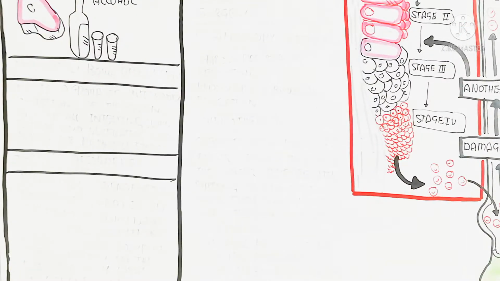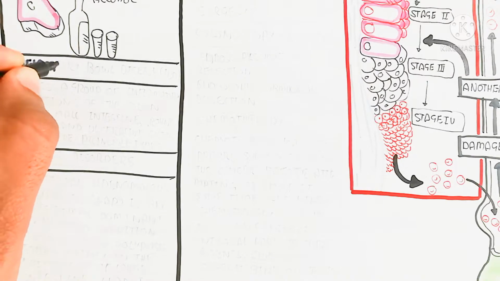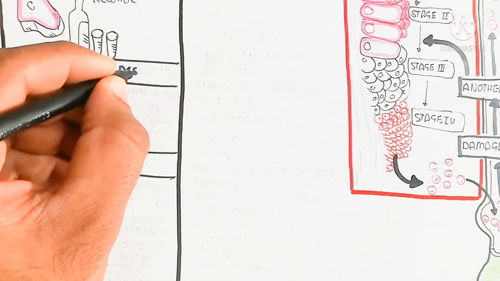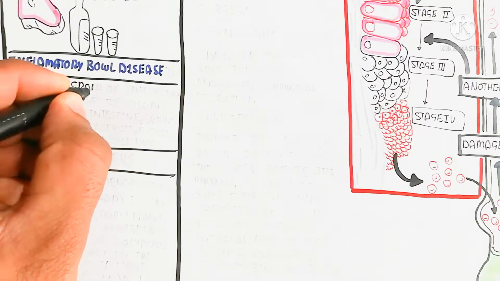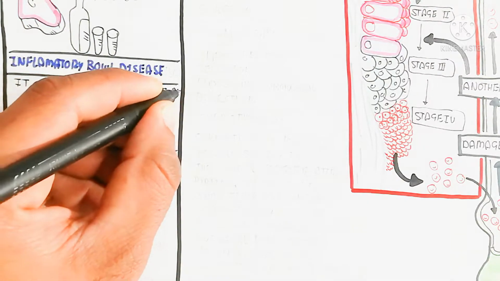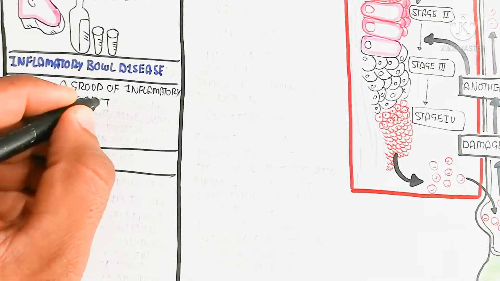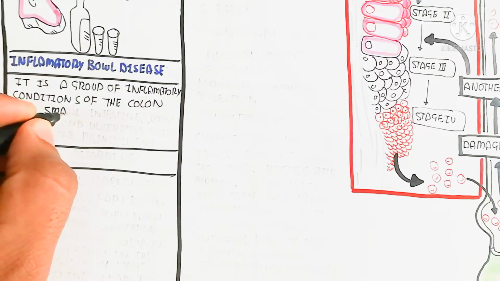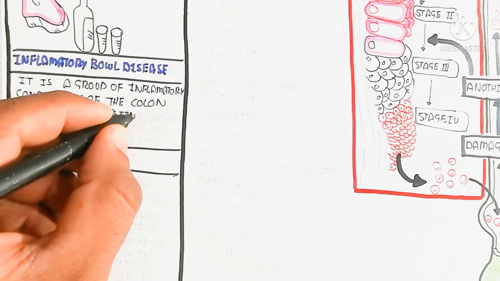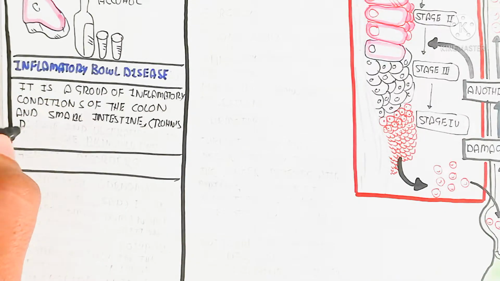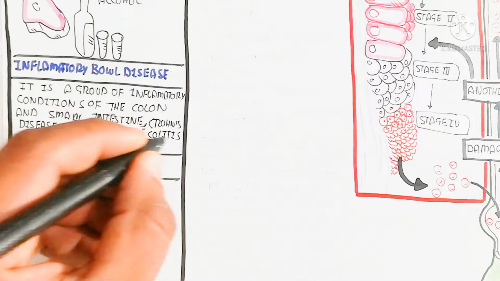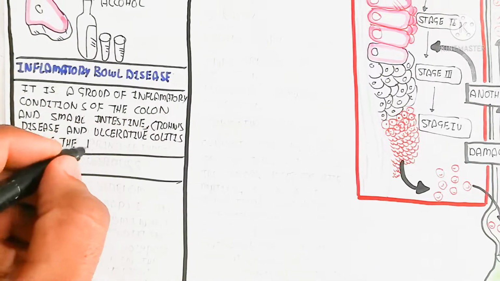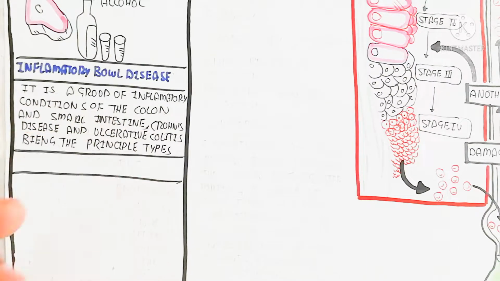While inflammatory bowel disease will cause inflammation in the large intestine, it is a group of inflammatory conditions of the colon and small intestine, Crohn's disease and ulcerative colitis being the principal types, which can cause cancer in the colon and colorectal cancer.